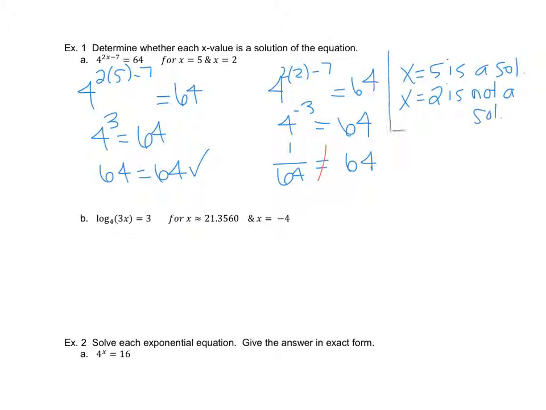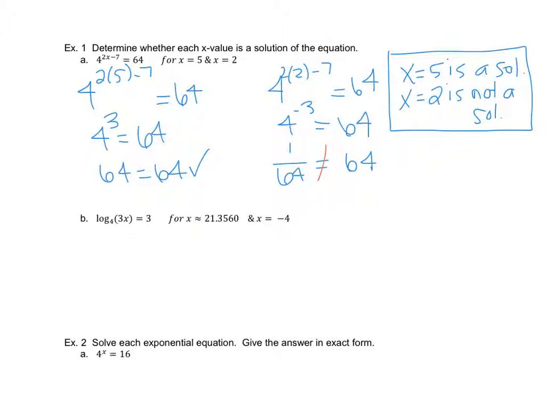What I'm going to need to see on your homework is you showing your work, like I did here, showing the process for all of them, whatever numbers they give you, and then make sure that you indicate which ones are solutions and which ones are not.